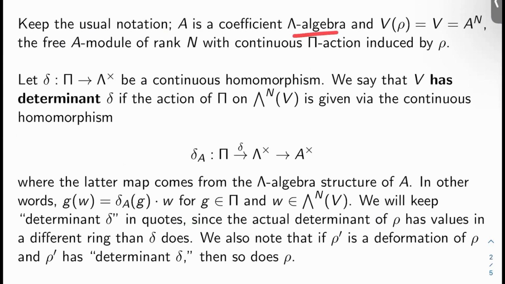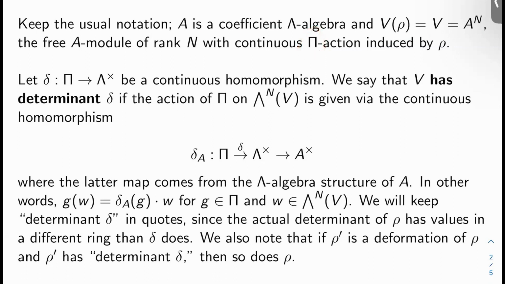So we'll take a coefficient ring Λ. A will be a coefficient Λ-algebra. V of ρ, which we'll also call V, which will be A^n, is going to be a free A-module of rank n with a continuous π action induced by ρ, where ρ is just some representation of π with representation space V, and π is a profinite group.